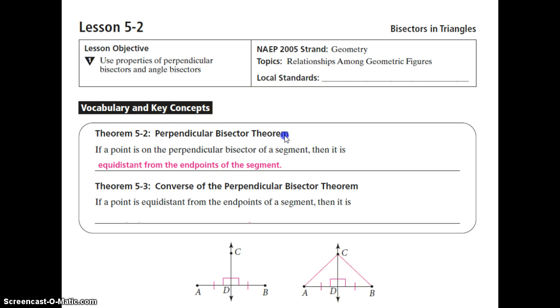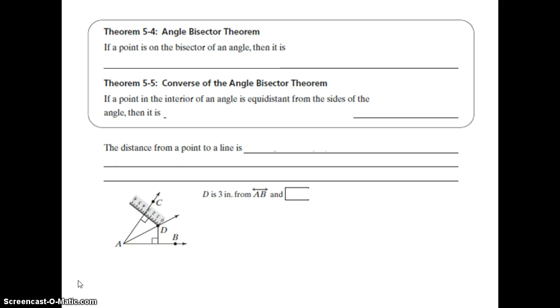Now, the converse of that theorem is that if a point is equidistant from the endpoints of a segment, then it is on the perpendicular bisector of the segment. Moving on. The angle bisector theorem states that if a point is on the bisector of an angle, then it is equidistant from the sides of the angle. And if a point is in the interior of an angle, is equidistant from the sides of the angle, then it is on the angle bisector.